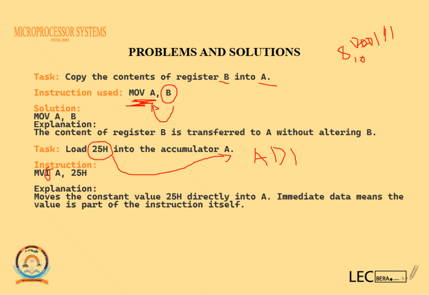Immediate instructions. So for example, this one, I'm going to load data which is 25H into what? The accumulator. Remember, this is 8-bit data, so it's much easier to be handled by the accumulator. The explanation: it moves the constant value 25H directly into A. Immediate data means the value is part of the instruction itself.